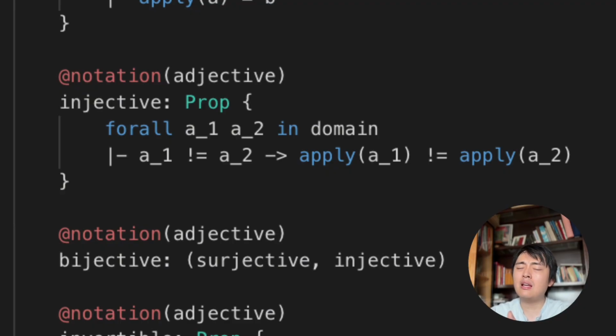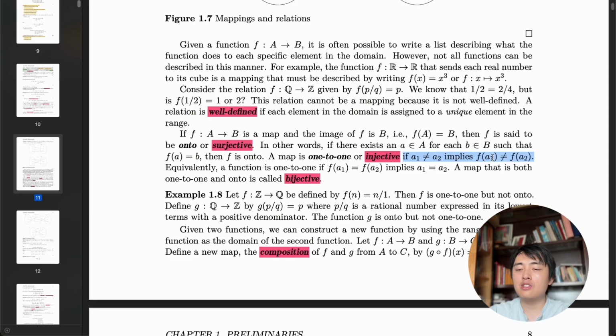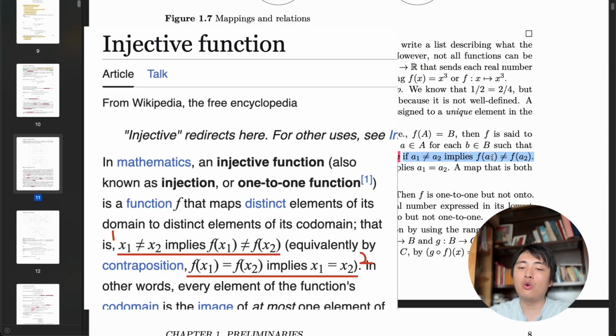So it sounds like it's not mapping to a unique element, but because B1 and B2 are the same, they are essentially still mapping to the same element. Duplicate elements count in injectivity. If you look at this definition in Turing, we say that A1 not equal to A2 implies apply A1 not equal to apply A2. But there's also a famous statement saying that apply A1 equals apply A2 implies A1 equals A2. This statement is actually logically equivalent to the first when you use the contrapositive in pure logic.